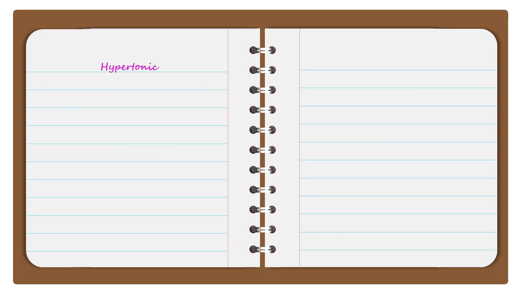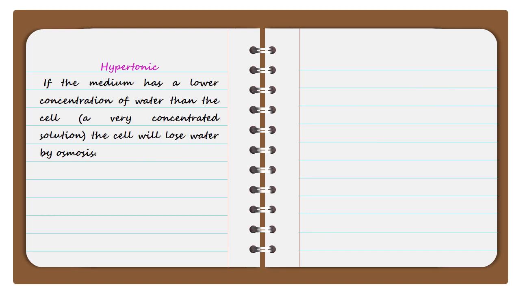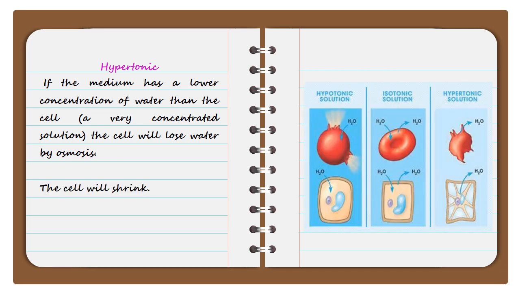The hypertonic. Hyper, the word denotes higher. Here our outside cell environment is highly concentrated. If it is highly concentrated, what will happen? The water molecules inside the cell will move out. The diffusion process will move them out, thus the cell shrinks. Here are the diagrammatic representations for the hypotonic solution, the isotonic solution, and the hypertonic solution.